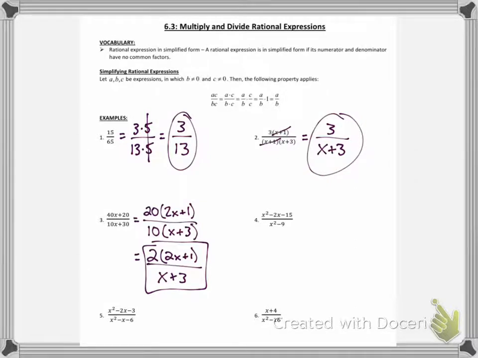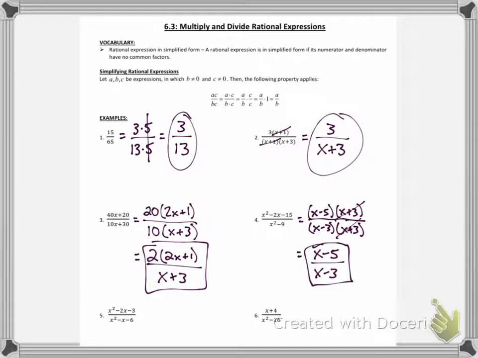Number 4, same idea. Up top, we have a trinomial. So we're going to figure out what multiplies to negative 15 and adds to negative 2. You can draw out your little diamond, or you can just do that in your head. What multiplies to negative 15 and adds to negative 2 would be x minus 5 and x plus 3. In the denominator, we'd use difference of squares to break apart x squared minus 9, which would break apart into x minus 3 and x plus 3. We can see top and bottom, x plus 3's are in common, so they'll cancel, leaving me with a final answer of x minus 5 over x minus 3.